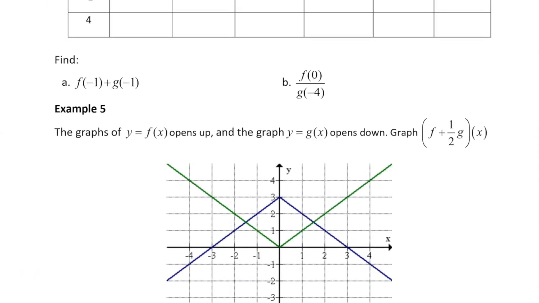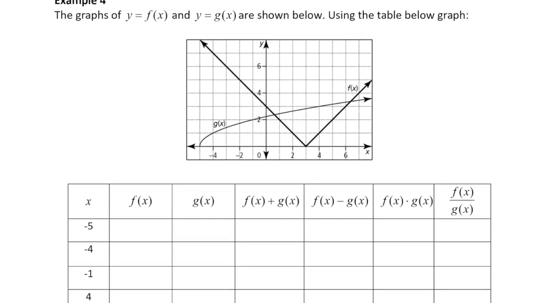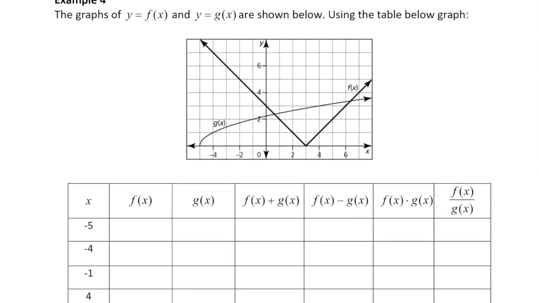Okay, let's look at a couple graphs. For these graphs right here, g of x is this lower function right here, and f of x is the part that kind of looks like an absolute value right there. If they're saying something like this, I'm going to do one of the rows, and then I'm going to see if you can solve the remaining rows.